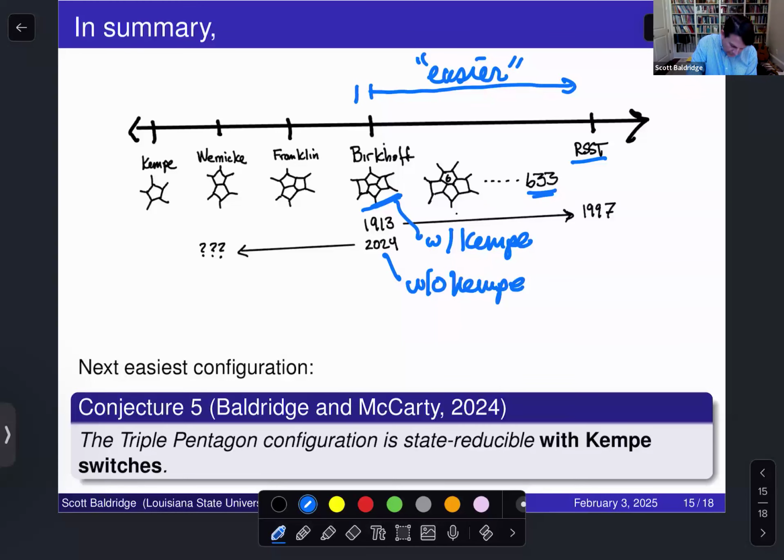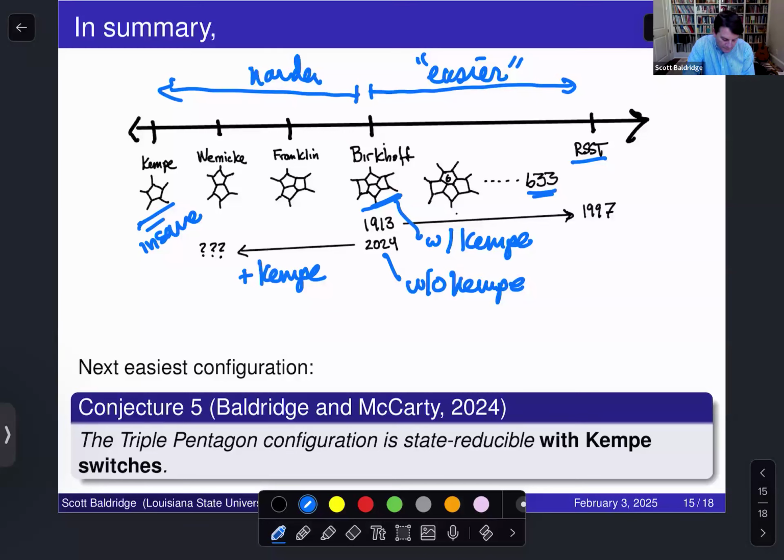Now, it was actually proven by Haken and Appel and Haken that it was impossible to prove anything smaller than the Birkhoff diamond with Kempe switches. So you should think of this as harder. It's getting harder going in the direction to the left, with Kempe being insane. I just call that the insane one. But we can add Kempe switches now back into the picture.